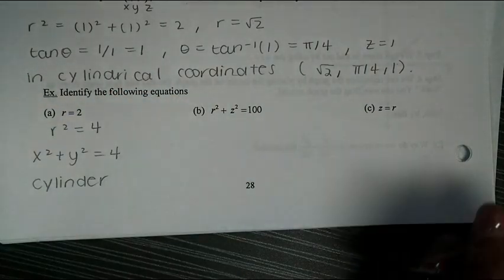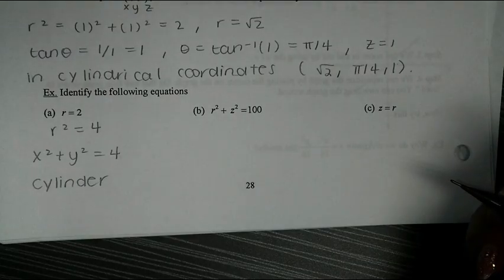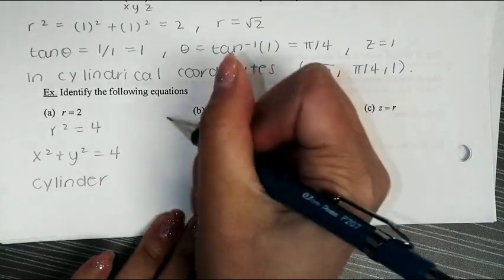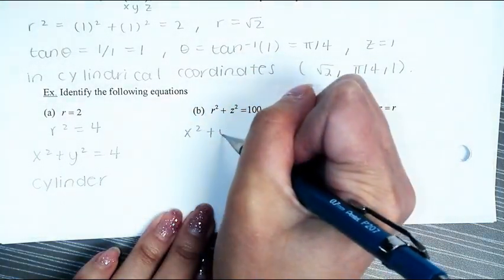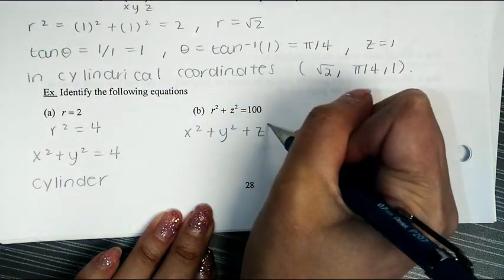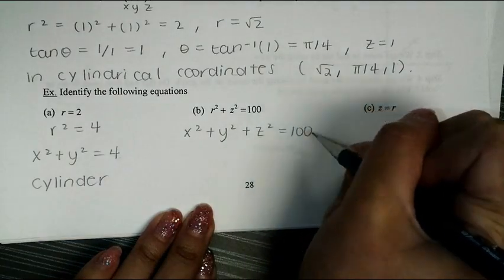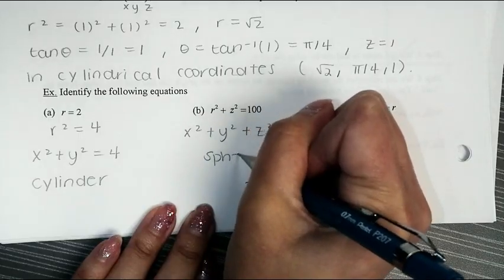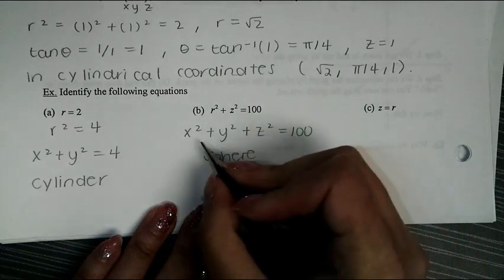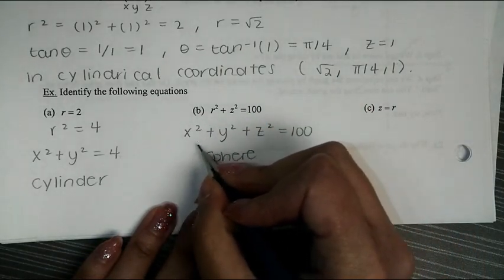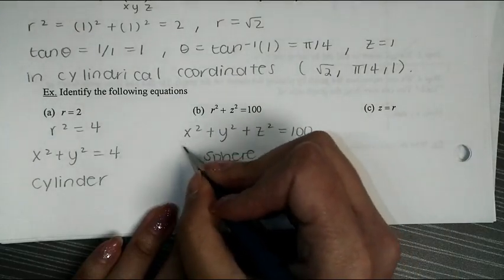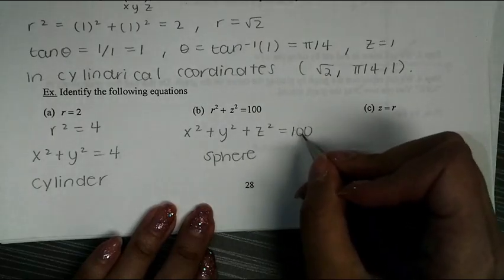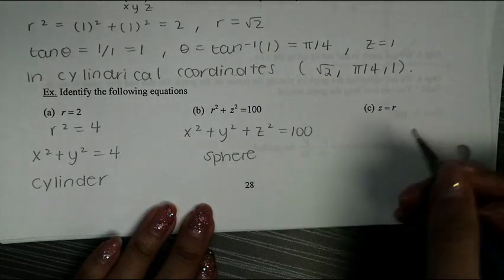Do you agree with that? Now, the next one that we have over here, what do you have? Technically speaking, this r squared is going to be x squared plus y squared plus the z squared that you have, which is equal to 100. So what is the situation? This is a sphere. Why? Because all of them are positive and they have basically the same coefficient. And the radius of the sphere is root 100, which is 10.